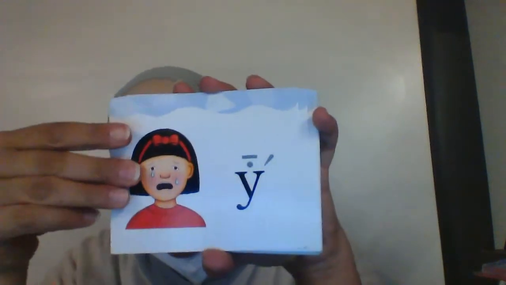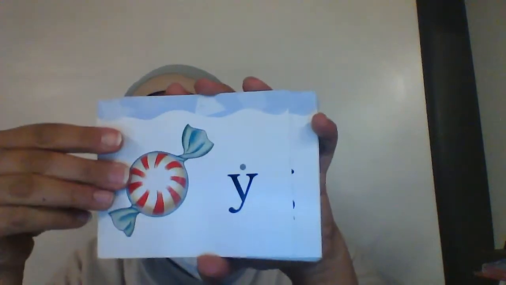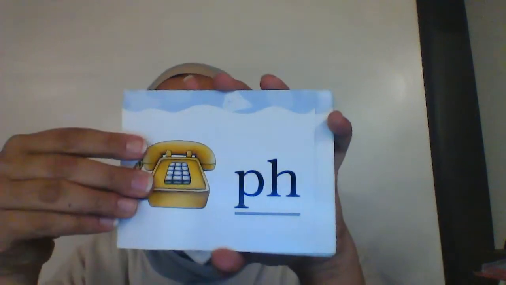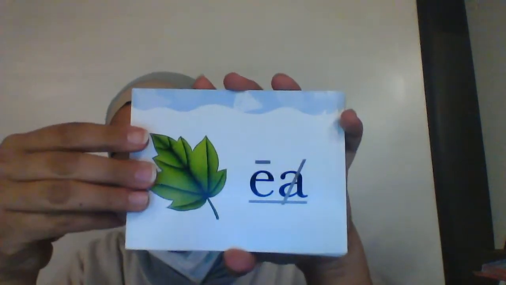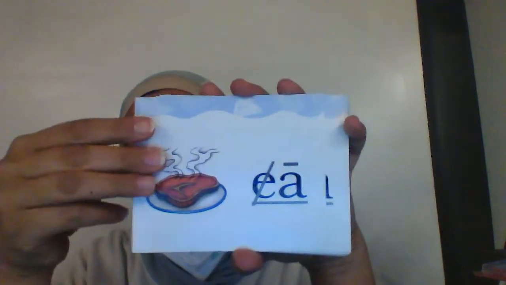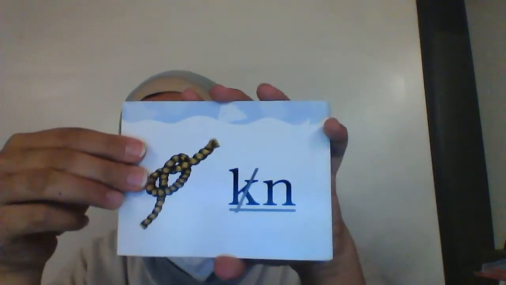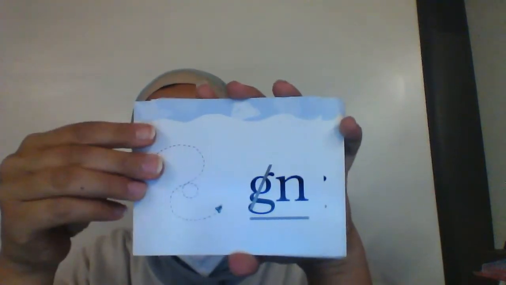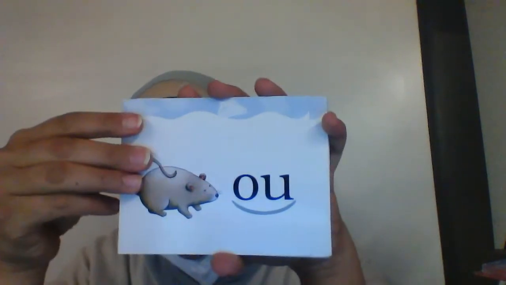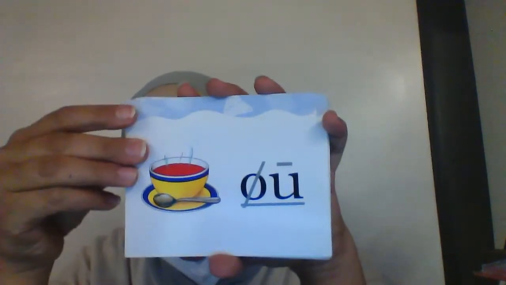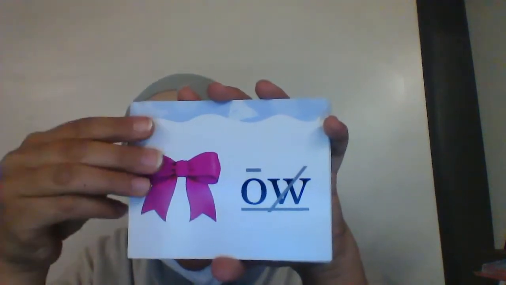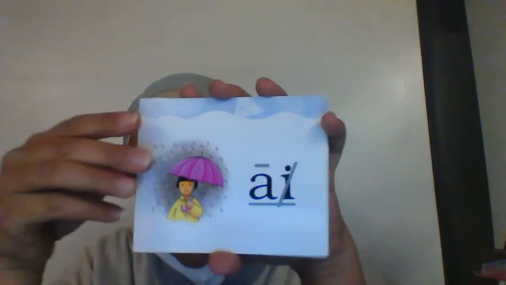All right, cry I. Candy E. Ring ng. Phone f. Leaf E. Thread E. Steak A. Knot N. Nat N. Reef R. Mouse Ow. Soup Ooh. Cow Ow. Bow O. Rain A.